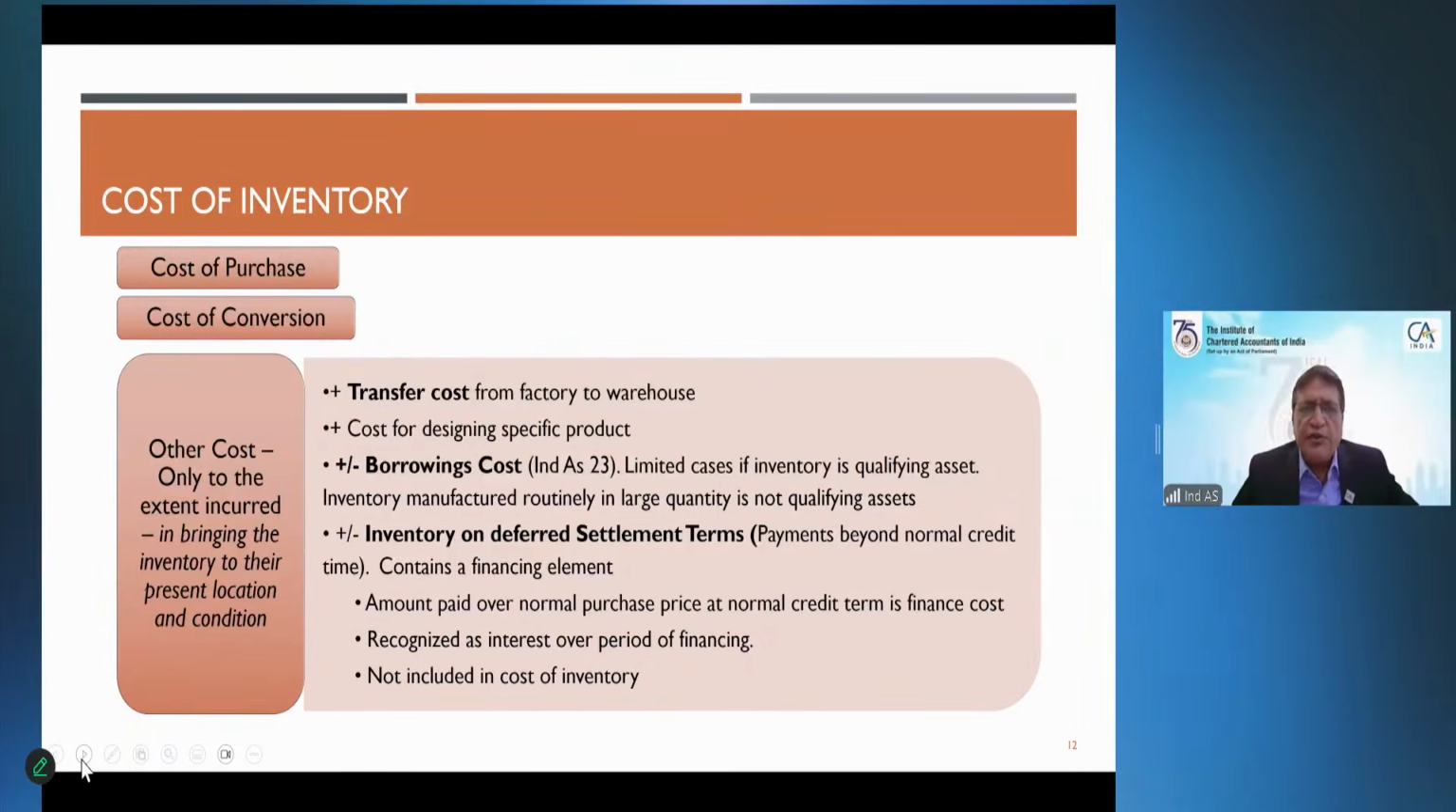Nonetheless, let us go to the other costs. Now, this could be interesting. Transfer cost from factory to warehouse. Basically, all the transfer cost from the production time until making it available for sale becomes the cost of the inventory. So that cost has to be included. Cost of designing a specific product is also part of inventory.